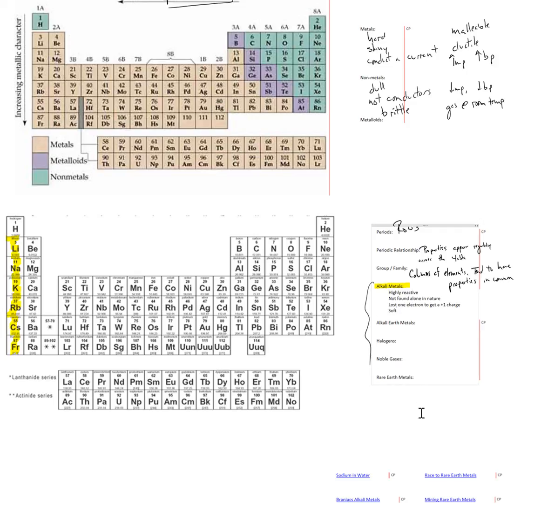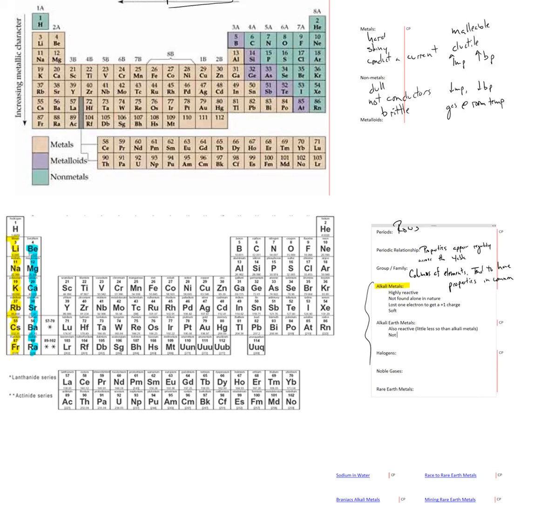Right next door to the alkali metals on the periodic table are the alkaline earth metals. This starts with beryllium, magnesium, calcium, strontium, barium, and radium. And these are also pretty reactive, but a little bit less so than the alkali metals.